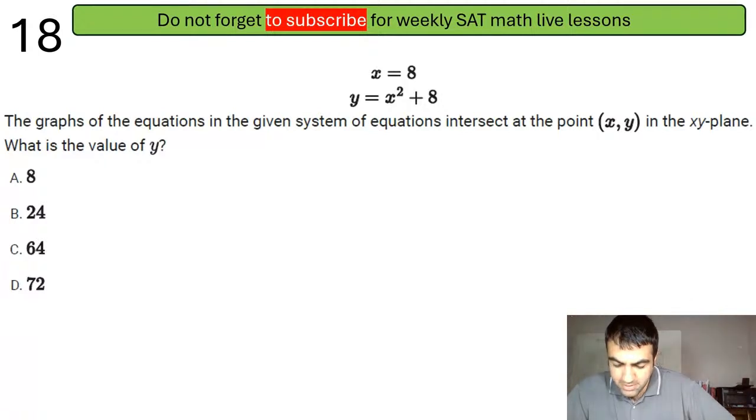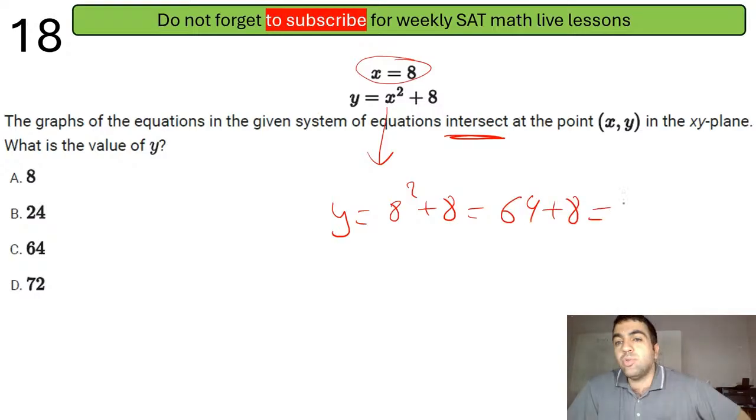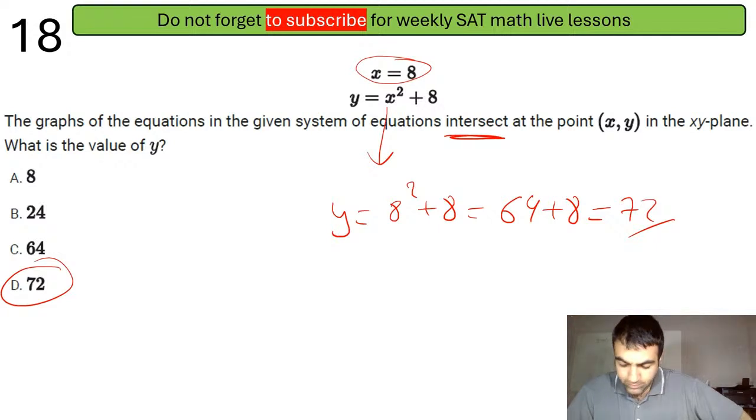Mr. Sahib says it is D. What about Shaheen? What are you thinking about this question? The graphs of the equations in the given system of equations intersect at point x and y. What's the value of y? If x is equal to 8, we should write here y is equal to 8 squared plus 8, and this is 64 plus 8, and that is equal to 72, right? This is D. Mr. Shah and Mr. Sahib, you are right.